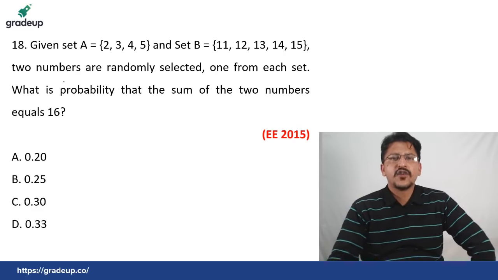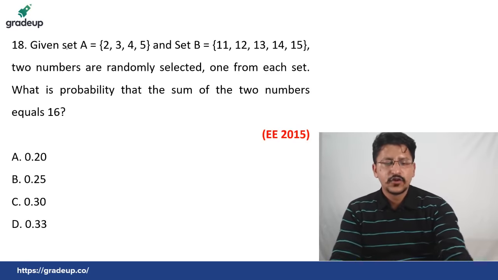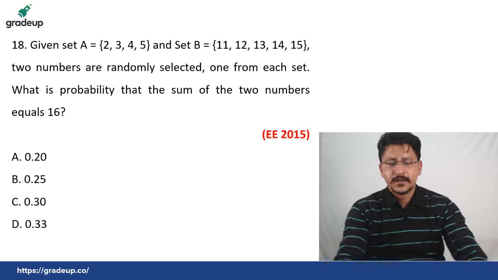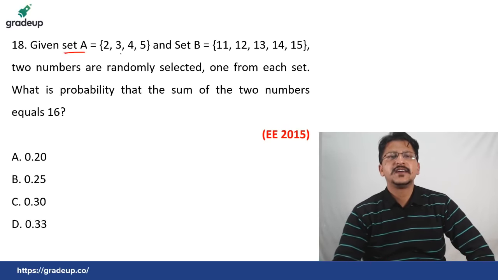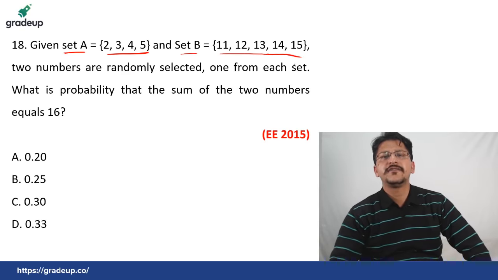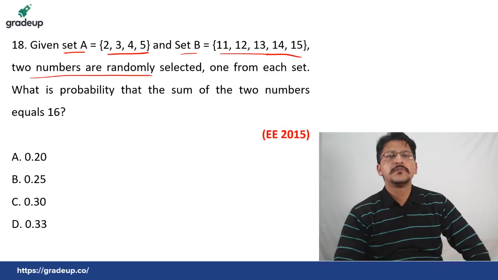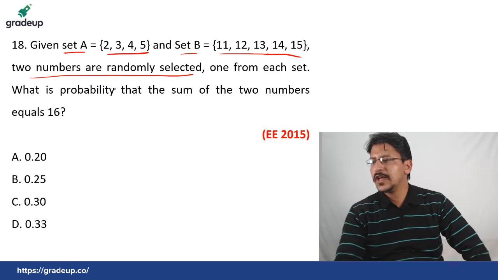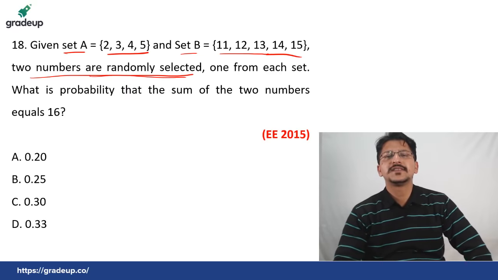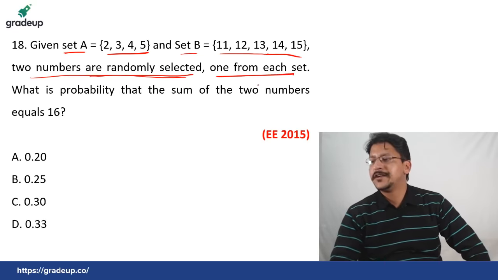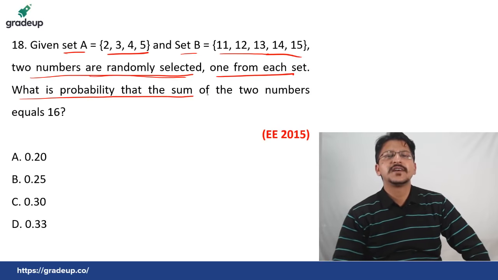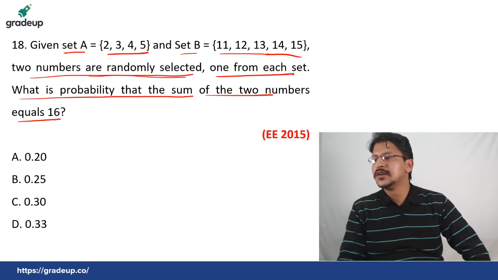See, this is again a very important, or very good problem, I should say. See this, question number 18. There are two sets given: set A contains the values 2, 3, 4, 5. Set B contains 11, 12, 13, 14, 15. Then two numbers are randomly selected, one from each set. Then what is the probability that the sum of the two numbers is equal to 16?